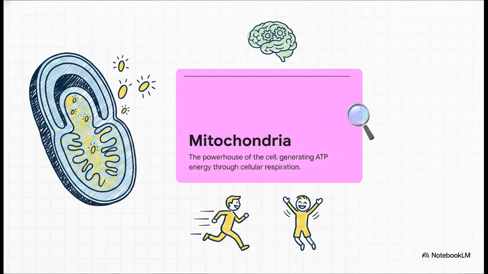Its inner membrane is folded into these finger-like projections called cristae. And these folds are super important because they maximize the surface area for chemical reactions, giving your cells the ATP fuel they need to function through cellular respiration. This is literally the energy your body uses to run, to jump, and to think.